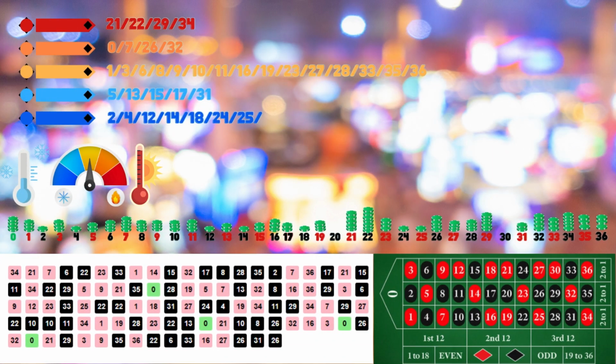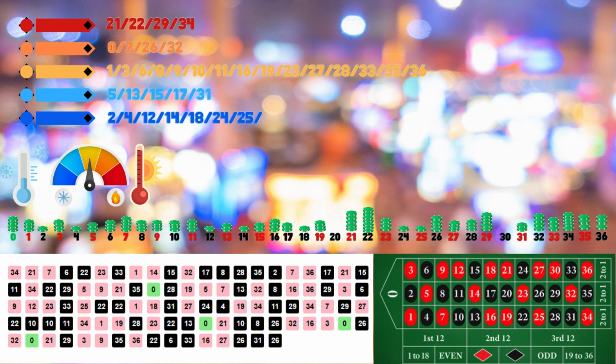This one most would be familiar with. It is a typical hot and cold number display. The numbers that have shown up once being the chilliest and the numbers that have shown up 5 times or more being the hottest. Using this hot and cold number system, you can place your bets according to which numbers are hottest.